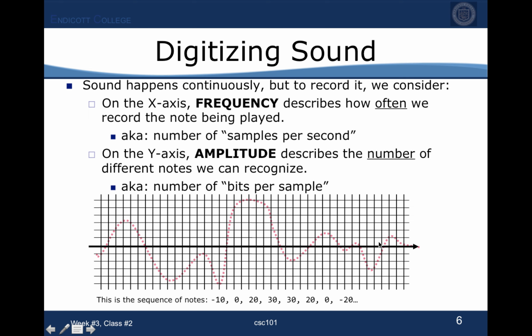So it's like in algebra class when you are sort of tracing out a graph and you're trying to say, well, what are the y values of this graph as I move from left to right? Those are the notes that I'm going to try to record. Of course, it's going to be binary instead of base 10, but that's the general idea, and that's accurate.